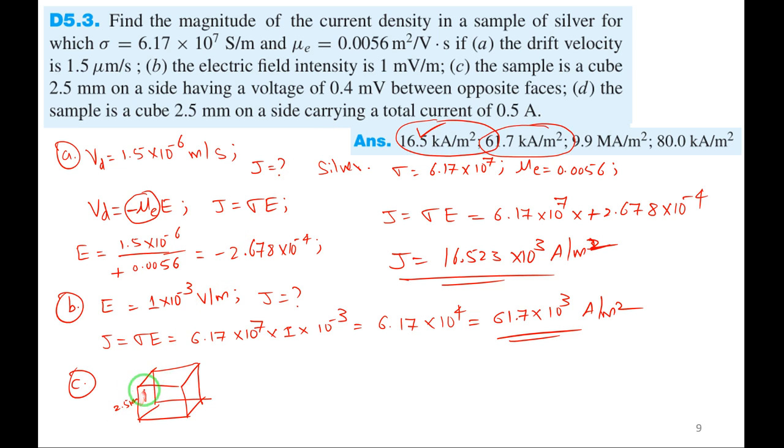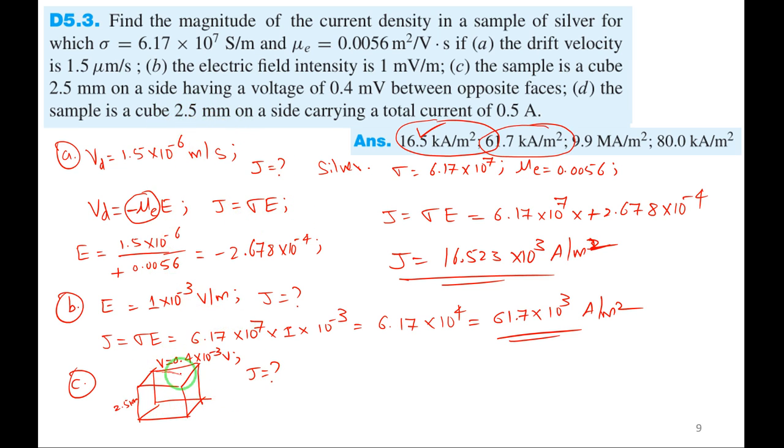Let me take this one as a phase and the other as another phase. The voltage potential difference between two opposite phases is 0.4 milli. Milli means 10 power minus 3 volt. So calculate J in this case. So how to calculate?